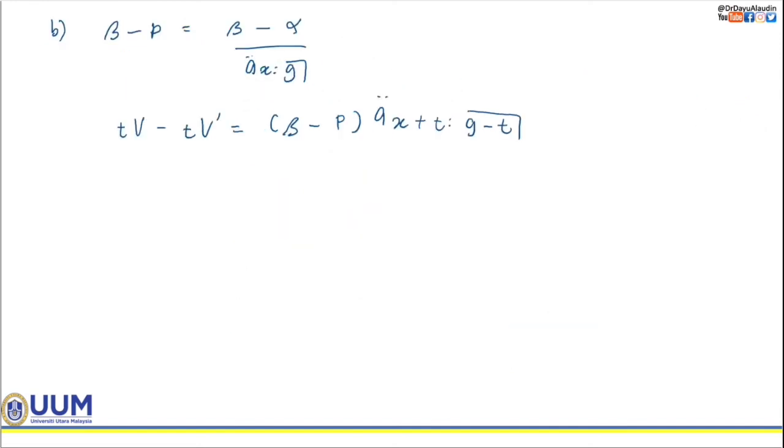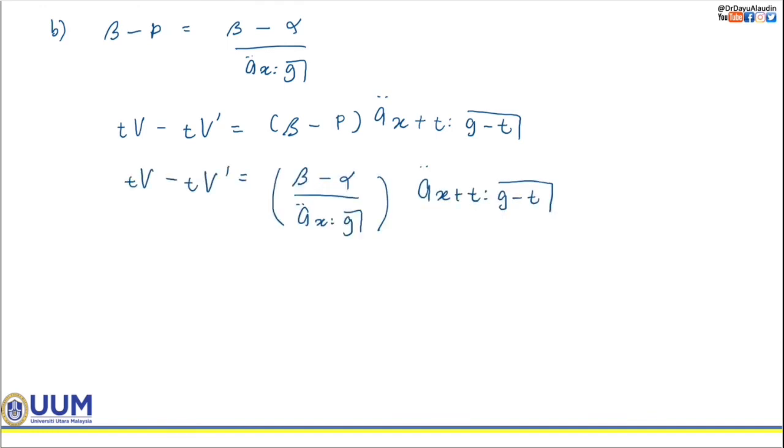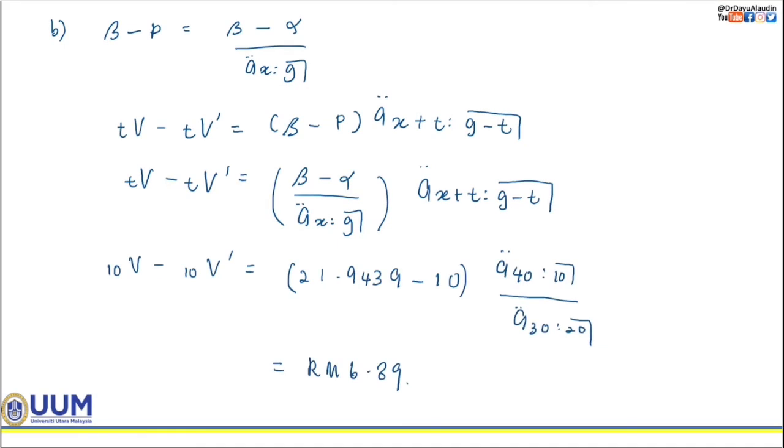Okay, so for part B, we can use this formula to find the excess values. And we simplify the equation and we get this one. And we substitute the values, the beta and alpha. And this is X plus T. So X is 30. T is the 10th policy year. T is 10. So G minus T, G 20 minus 10, and this is XG, and we refer to the table and we get 6 ringgit and 89 cents.